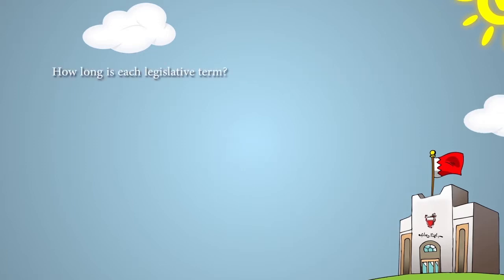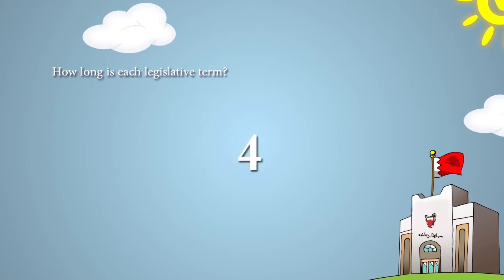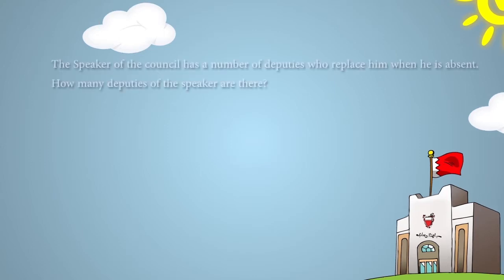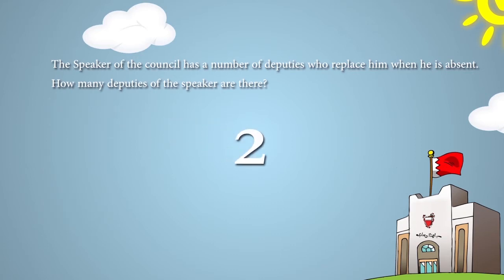How long is each legislative term? That is correct. The legislative term consists of 4 parliamentary sessions. The Speaker of the Council has a number of deputies who replace him when he is absent. How many deputies of the Speaker are there? That's nice. Well done. Yes, the Speaker has 2 deputies.